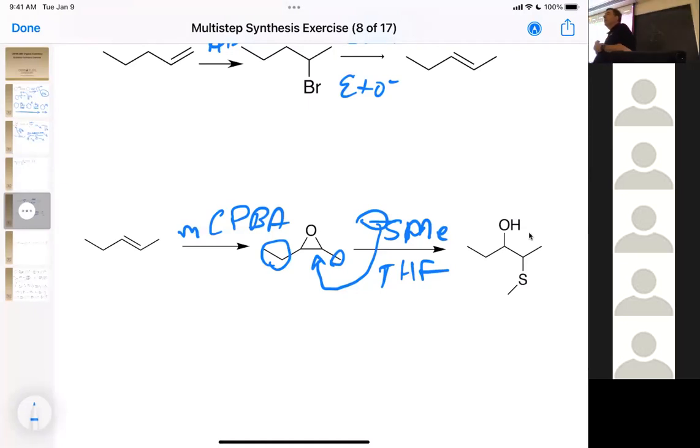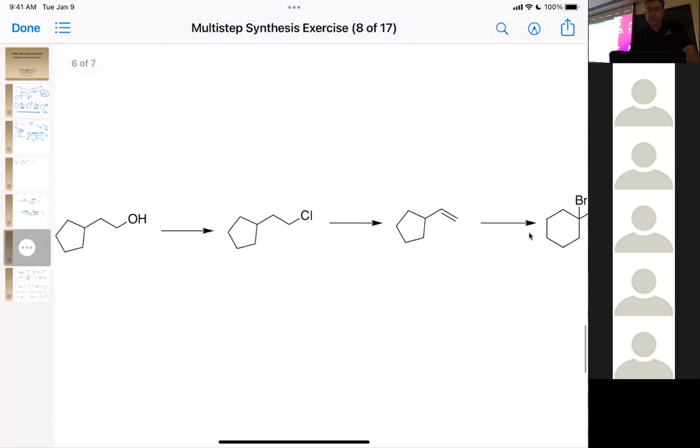So you'll see a lot about different solvents on an exam. Just figure out whether it's polar protic or polar aprotic, and then you'll know why it's there. Okay. All right, let's do this one. Oh, this one's fun.